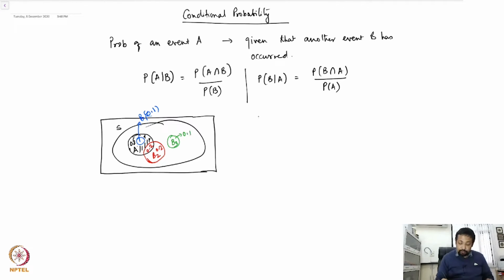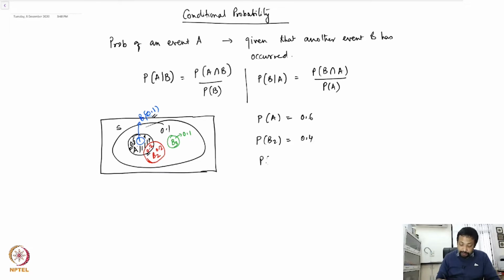The first thing to note is that the total should add up to unity. So 0.3 plus 0.1 is 0.4, 0.6, 0.8, 0.9, and therefore the rest of the sample space has 0.1. Then you should note that the probability of A is 0.3 plus 0.1 plus 0.2, which is 0.6. Probability of B2 is 0.4.